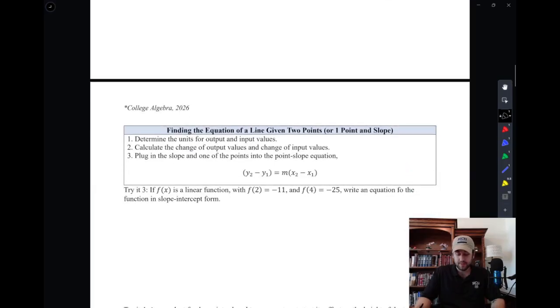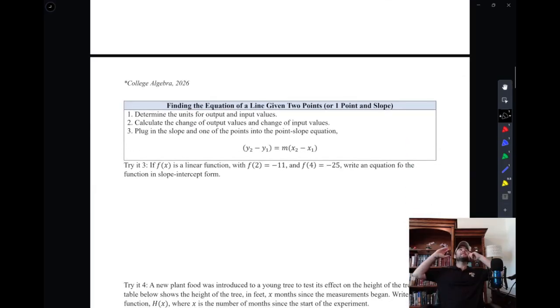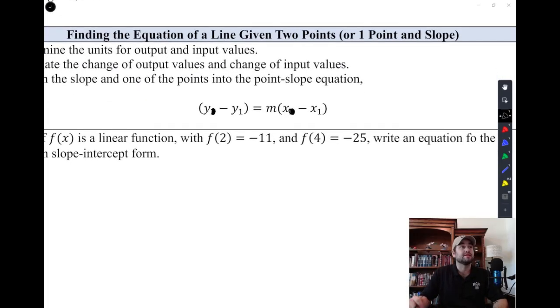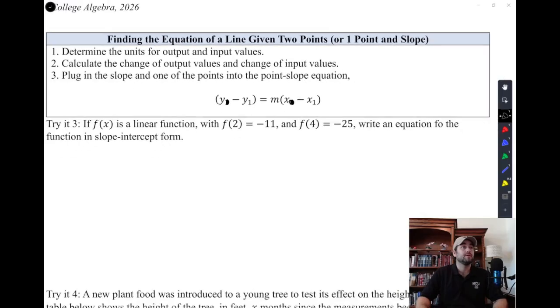Great. Now we're going to say, how do you actually find the equation of a line? So how do you find not just the slope, not just the m value, but the entire equation? And that's going to use this most important formula that we talked about earlier. y minus y1 equals m(x minus x1).